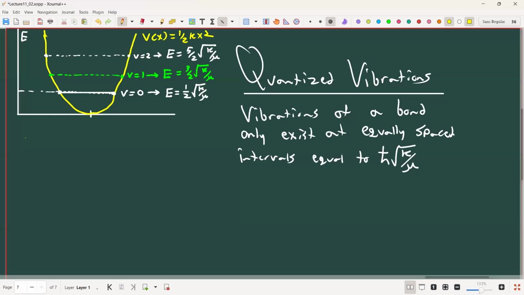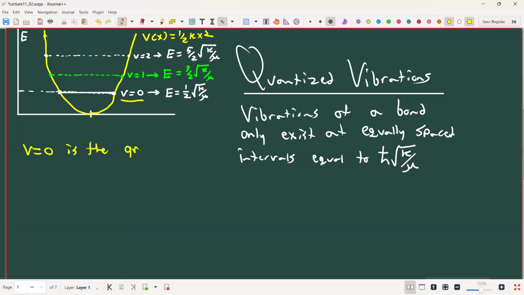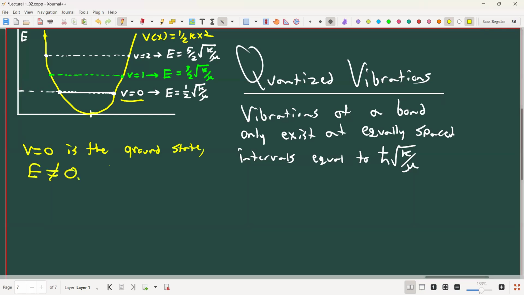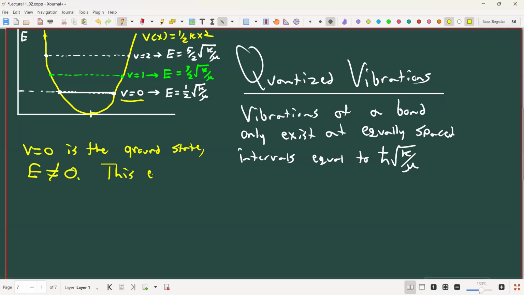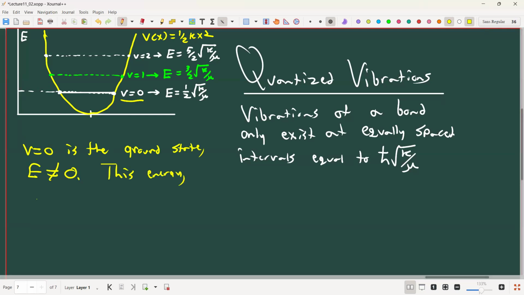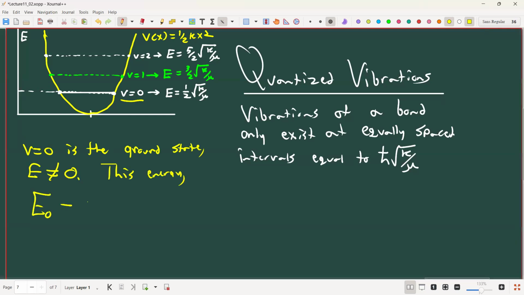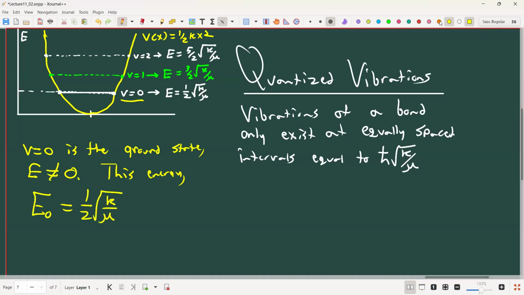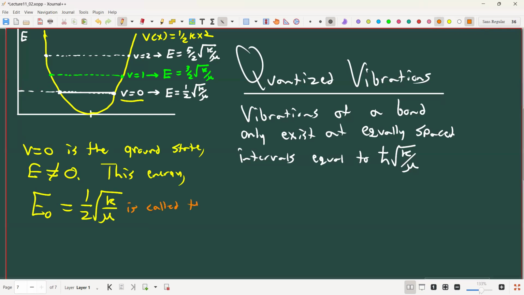Okay. The conclusion is that this is the minimum energy. The ground state, E is not equal to 0. This energy, E0, which is 1/2 h bar root k over mu, is called the zero point energy.